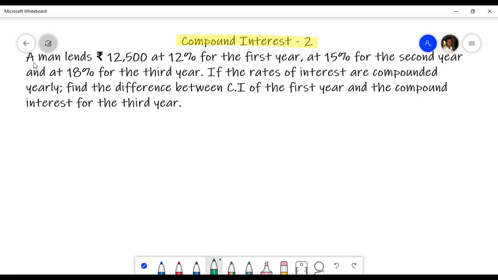Today we will see how to find the difference between compound interest of different years.